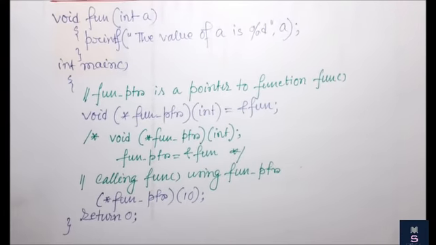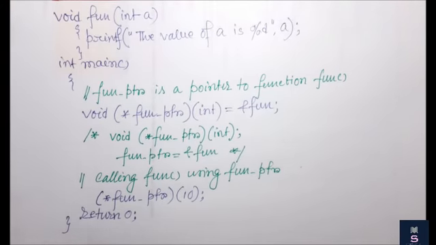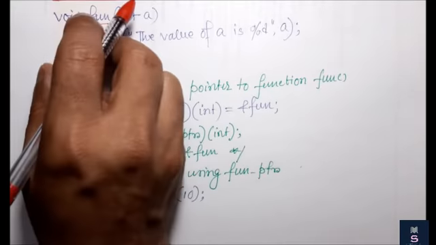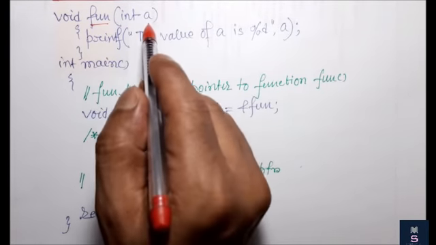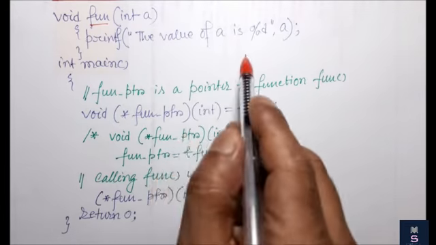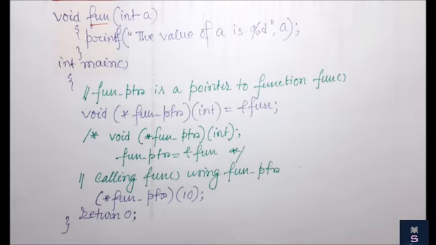In this example I have just written a function. The name of the function is fun. The return type of this function is void, and it takes only one argument, int a. It will just print the value of a, whatever the value of a is. I have not written the complete program, just enough to show how to declare a pointer to function.